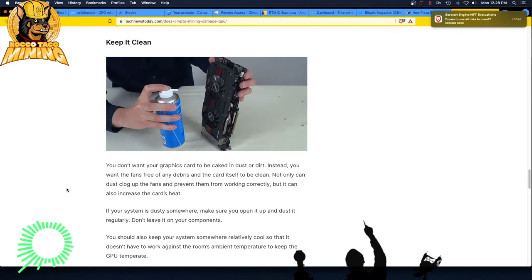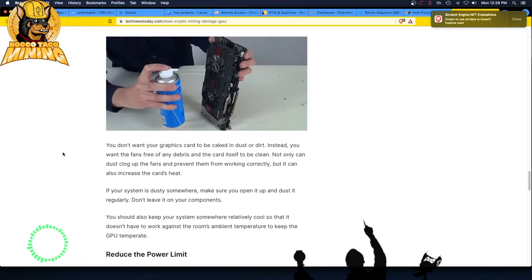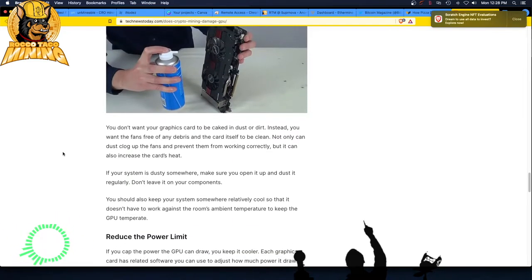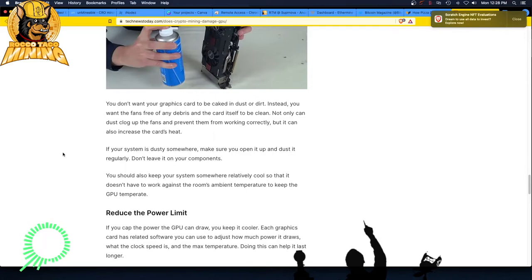You may have to get a little tool in there to scrape out the dust bunnies. But yeah, eyeball them, and definitely take care of the cards that are dusty. They take a lot of abuse, but why get to the point where they become caked on? It's just not good. If your system is dusty somewhere, make sure you open it up and dust it regularly. Don't leave it on your components.